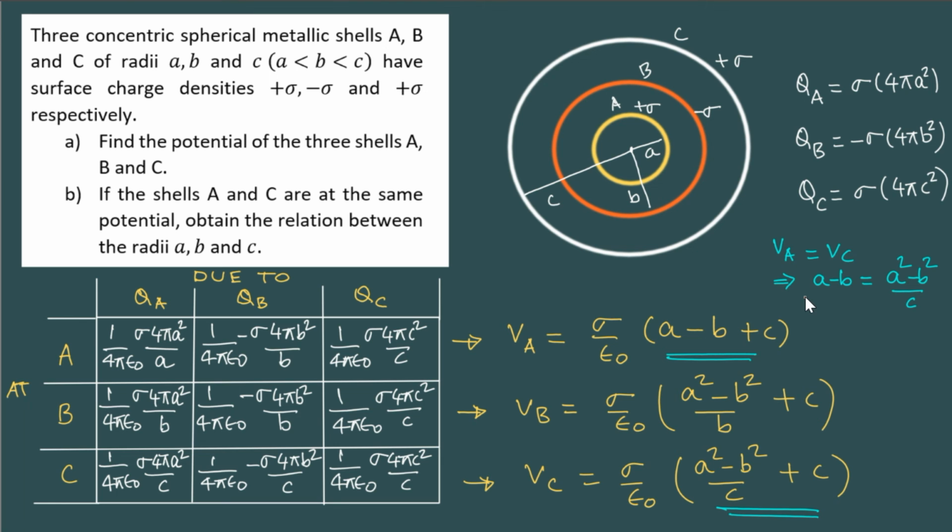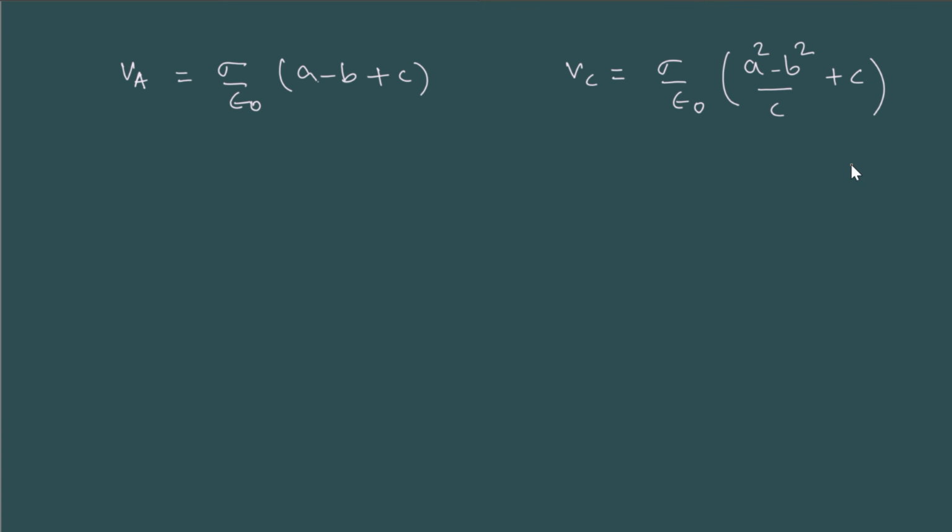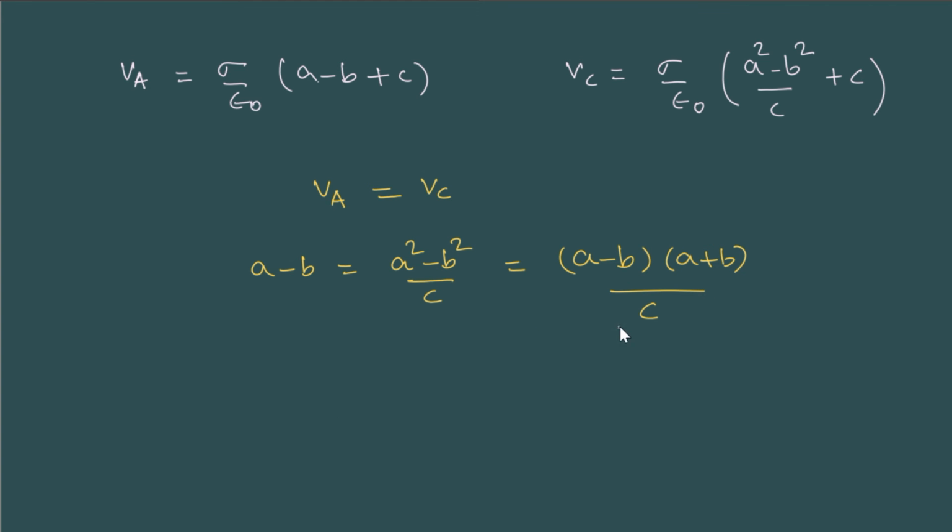Let us do this on a different board. So here we have the potential of shells A and C are equal. If you compare, A minus B is equal to A square minus B square by C. The right hand side I can write as A minus B into A plus B by C. So here if I take this to the left hand side, I have A minus B. This is just algebra.